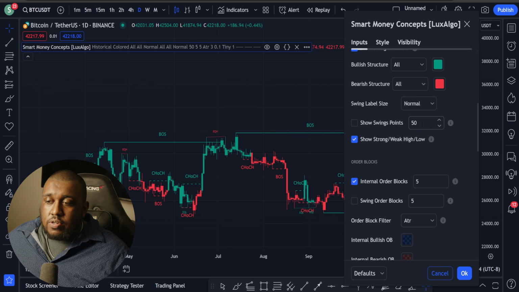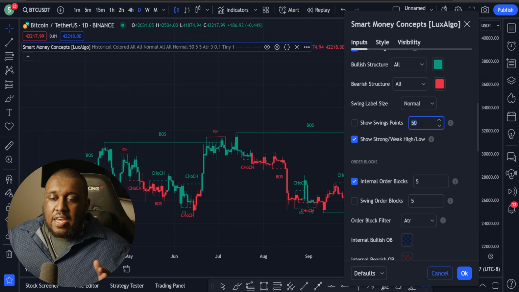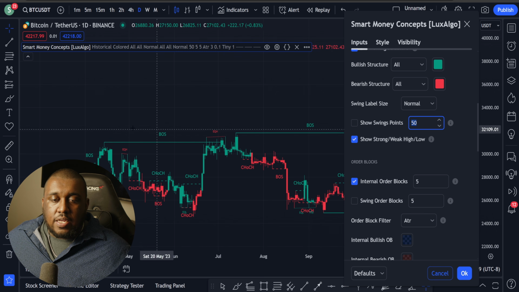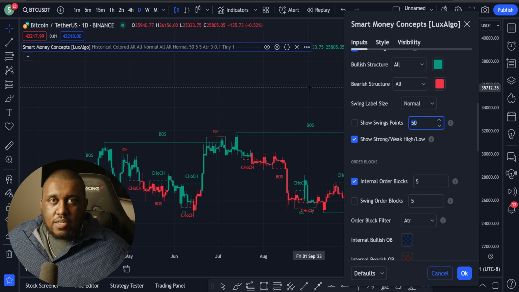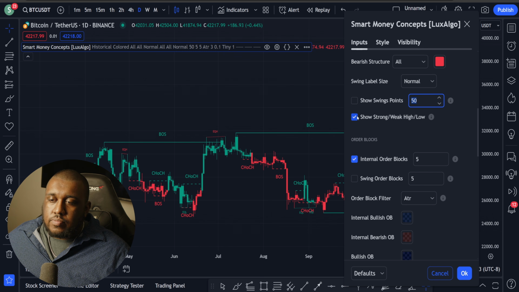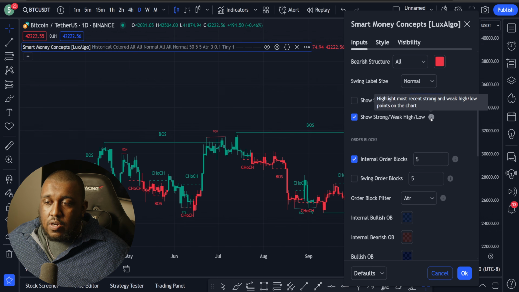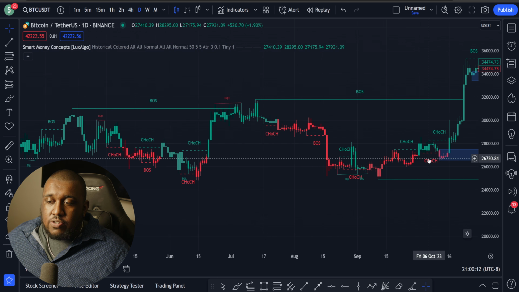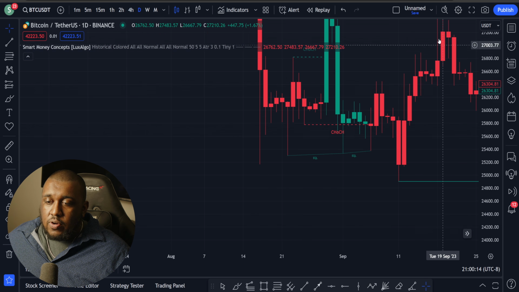If you guys do want to do this, you can test out the numbers here. It's basically how many candles do you want to be looking at for each of the higher highs and lower highs and things of that nature. So show strong, weak, high, low. Highlight the most recent strong and weak high and low points on the chart. These are a little bit smaller, but you guys should be able to see them right here.